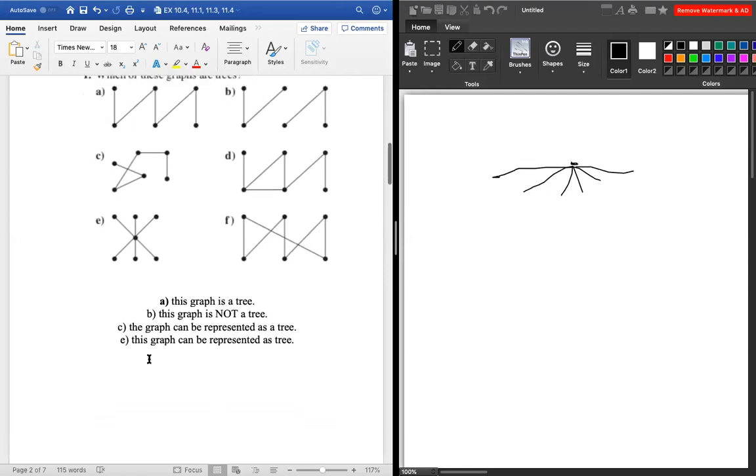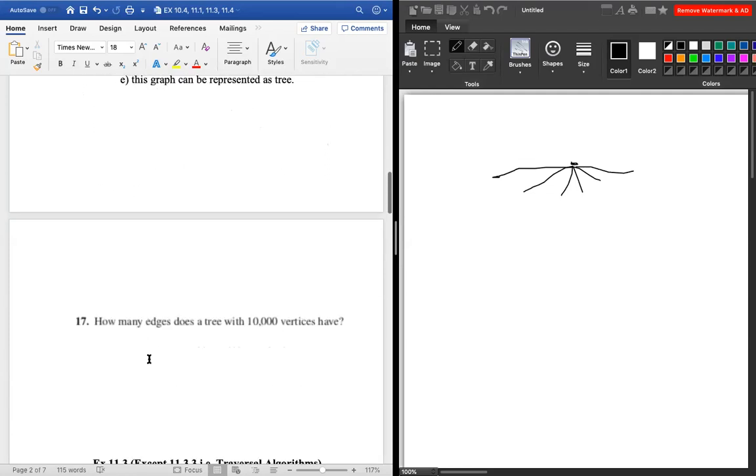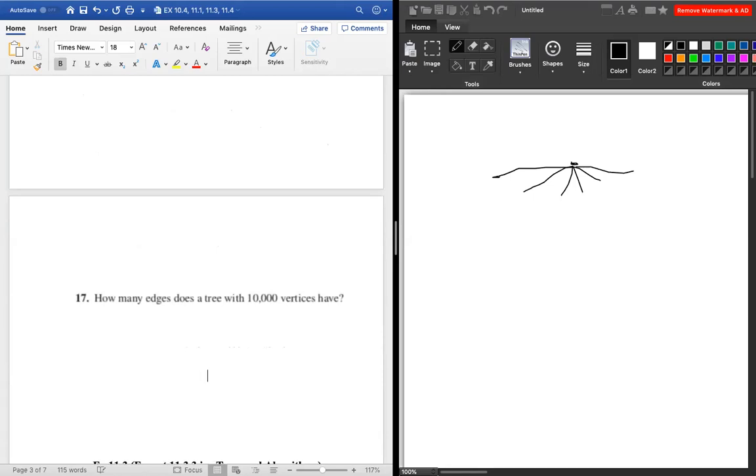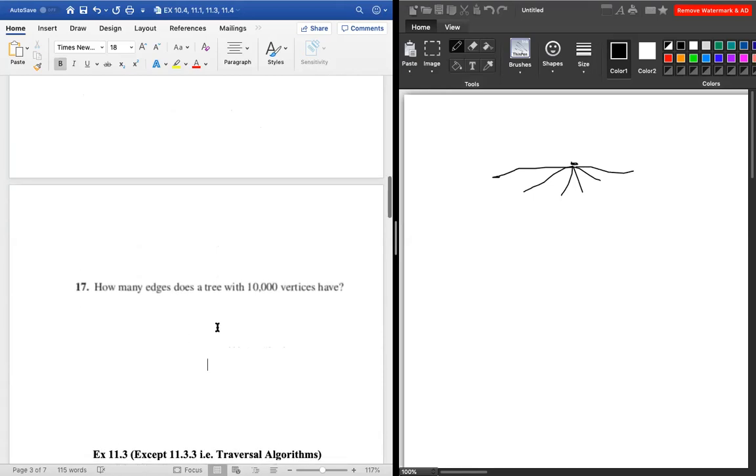Okay. Now moving onwards. In this question, we are asked: how many edges does a tree with 10,000 vertices have?